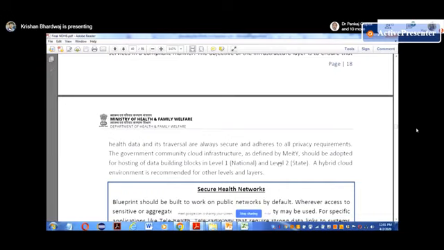Then we are talking about the PHR. PHR will be hosted by a lot of private vendors. So somewhere, I think they missed out that piece. Now, if you read the NDHB, what they are saying is level 1 and level 2 have to be handled by government, and the hybrid cloud environment is recommended for other levels and layers. So other levels are the technology layers, application layers, and access delivery layers. So that is a completely missing thing.